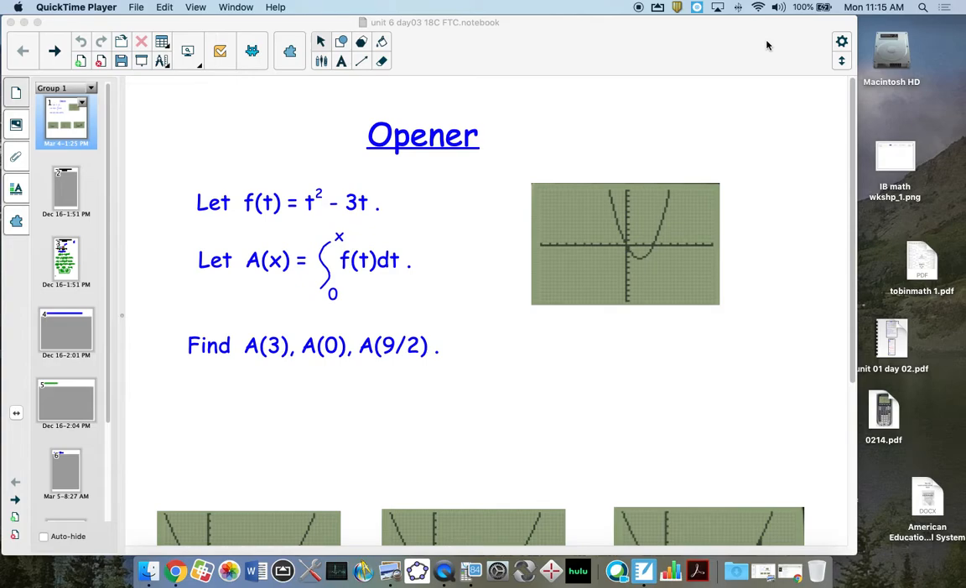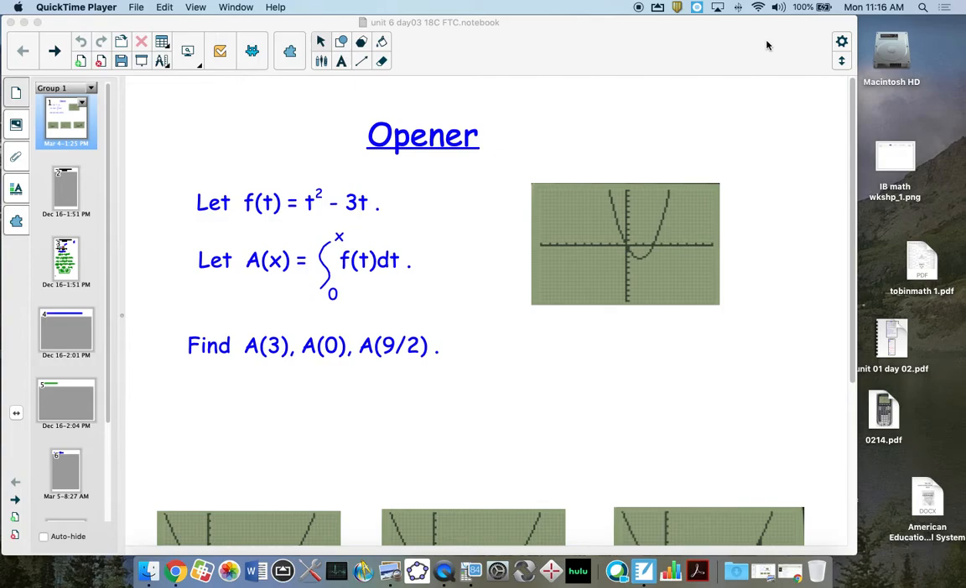If I let f of t equal t squared minus 3t, and then I'm going to have my area function, capital A of x, equal the integral from 0 to x of f of t dt. Now because my area function is using x, I need my integrand function to use a different variable. Hence, that's why I'm using t. Alright, so I'd like you to find A of 3, A of 0, A of 9 halves.